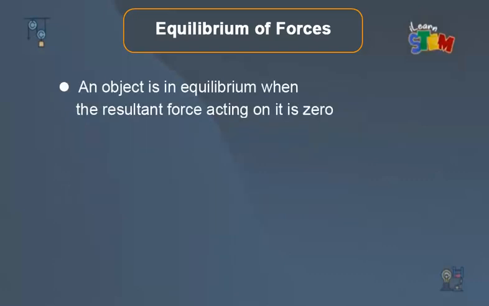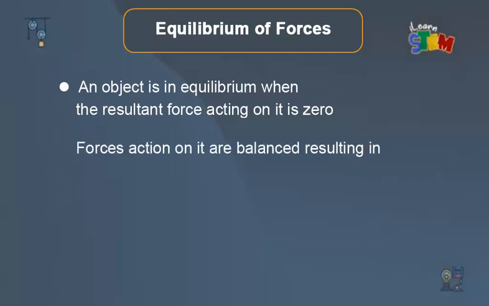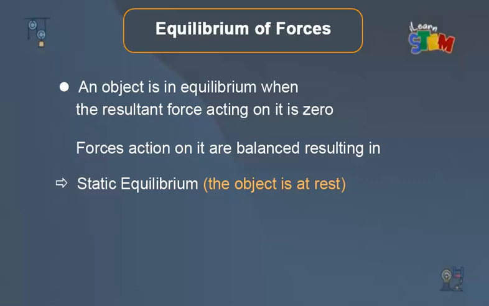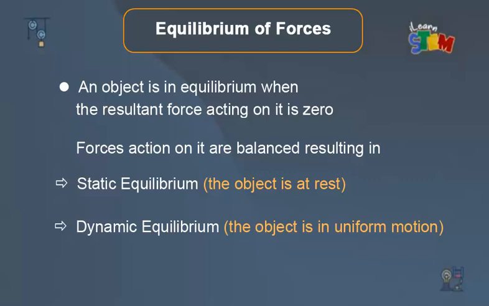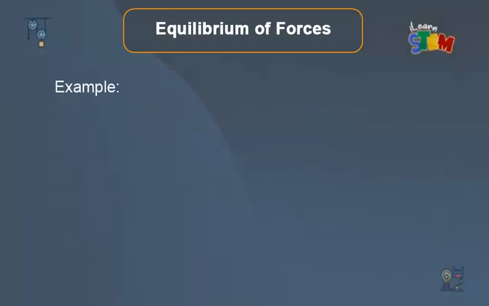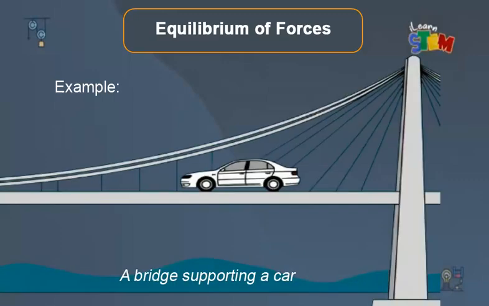An object is in equilibrium when the resultant force acting on it is zero. The forces acting on it are balanced, resulting in static equilibrium, which means the object is at rest, or dynamic equilibrium, which means the object is in uniform motion. Example: a bridge holding a car without collapsing. Forces from the supports balance the weight of the car. It's not too difficult. Next, let's talk about resultant and equilibrant forces.